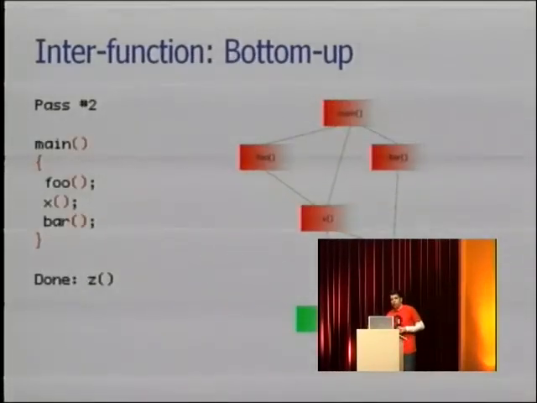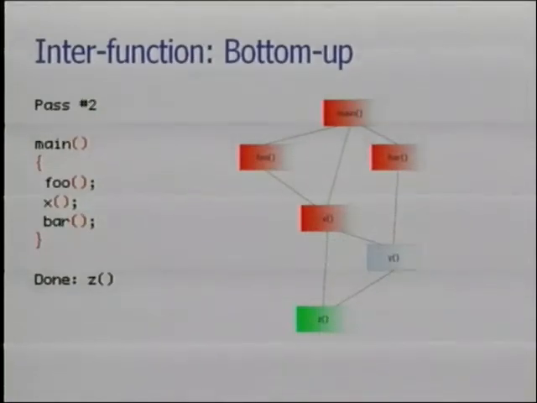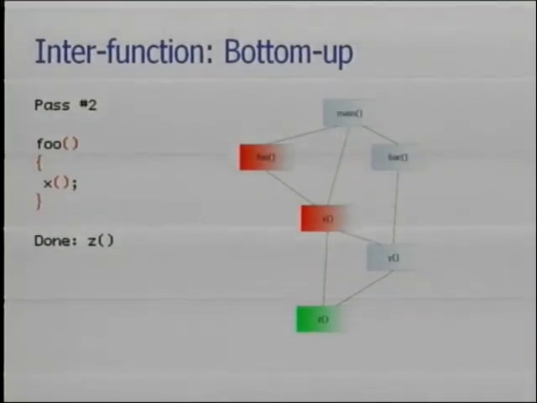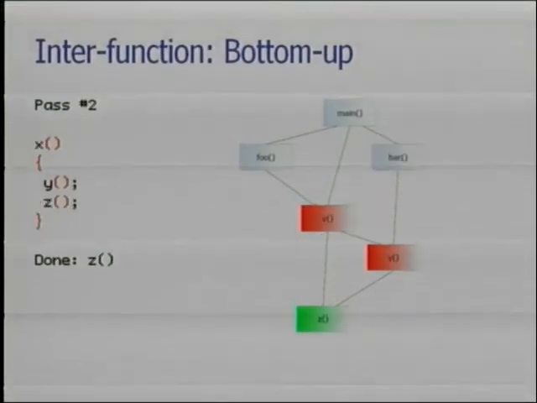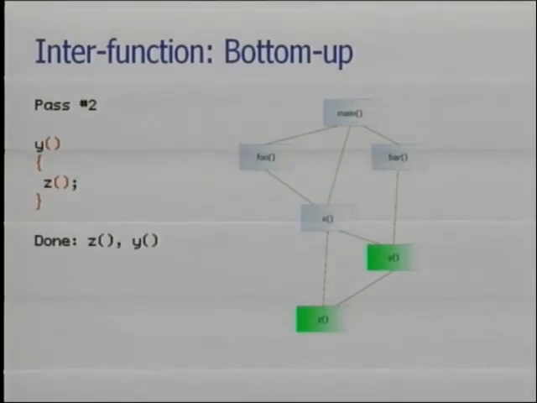So here we start on the second pass. We start the same way. We're in main. Foo, x, and bar are not solved. So we have to move on. Again, foo calls x. We don't know what x is. Bar calls y. We don't know what y is. X calls y and z. We know what z is, so we don't have to analyze z again. We have the answer for that already. And we don't know what y is.